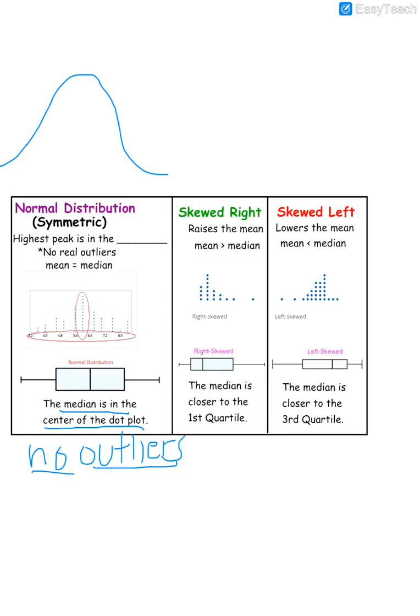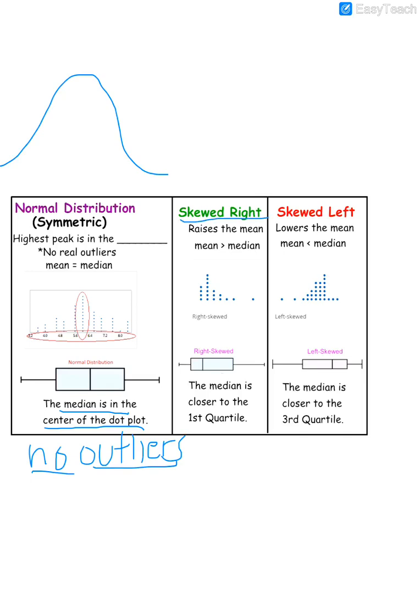So that's what a dot plot looks like, where it kind of goes up and then goes down like a bell curve. And the box plot looks like a basic box with a median pretty much smack in the middle and even whiskers on both sides. That's called normal distribution or symmetric.